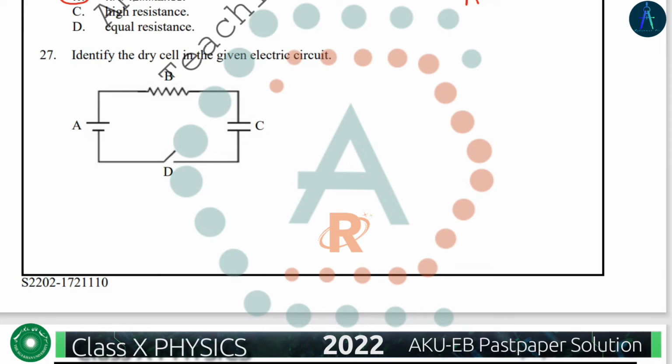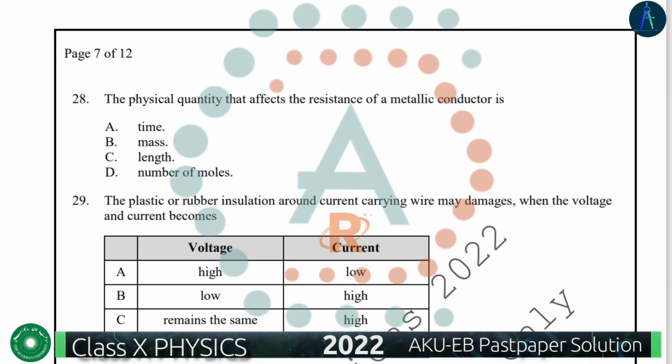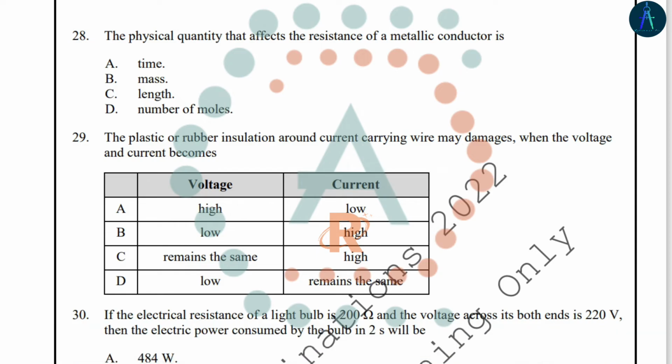Question number 27. Identify the cell in the given diagram. So this is the resistance, this is the capacitor, this is the switch, and this is the symbol of a cell. Option A is our right answer. The physical quantity that affects the resistance of a metallic conductor is the length of the conductor. So option C, which we have already discussed in the previous question, the length, is the right answer.